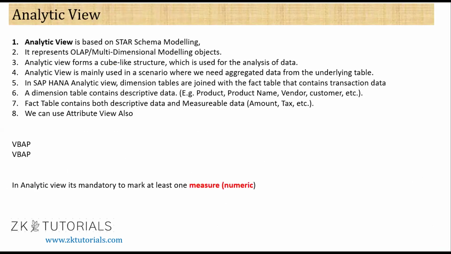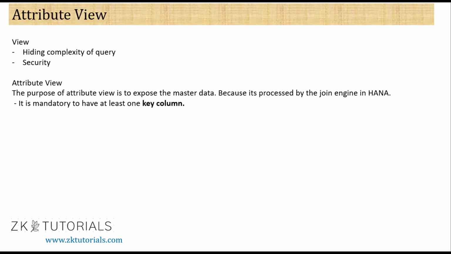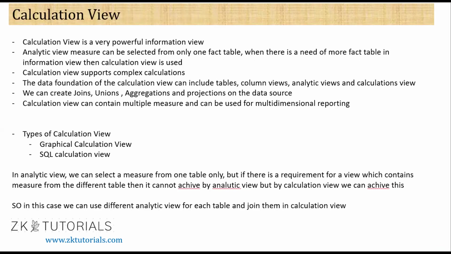In the last session, we discussed analytic views, which depend on star schema modeling. In an analytic view, it's mandatory to mark at least one measure, and in an attribute view, it's mandatory to mark at least one field as a key column. Today we will see calculation views.